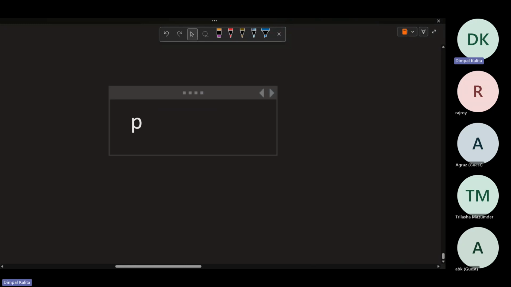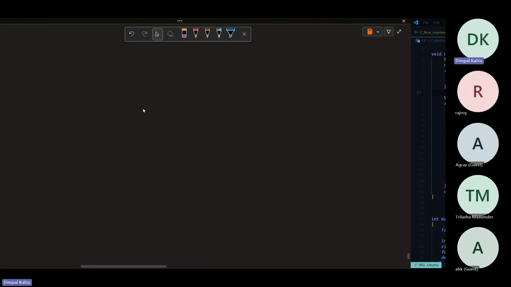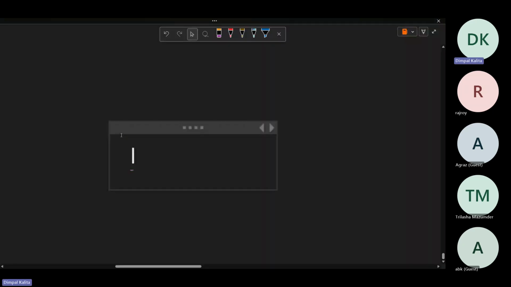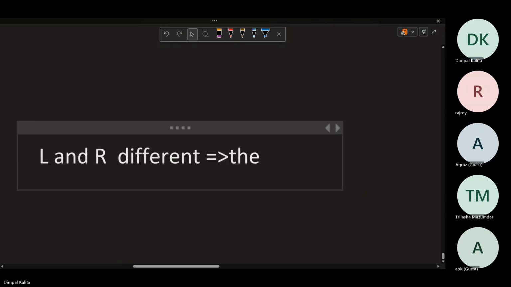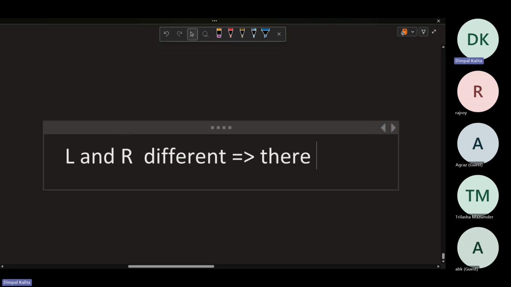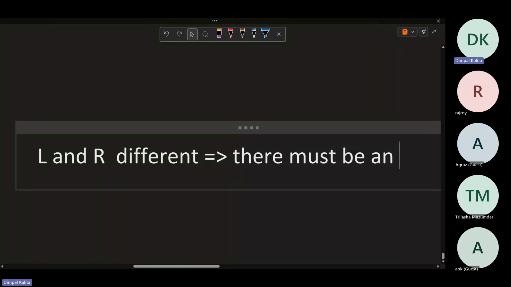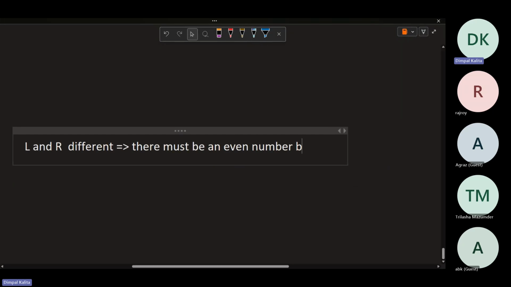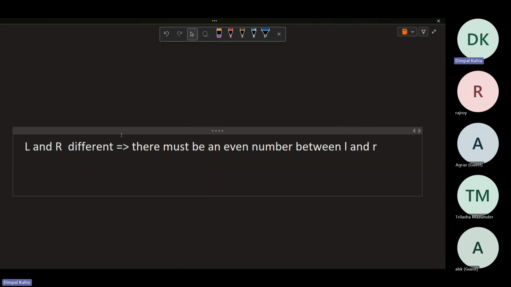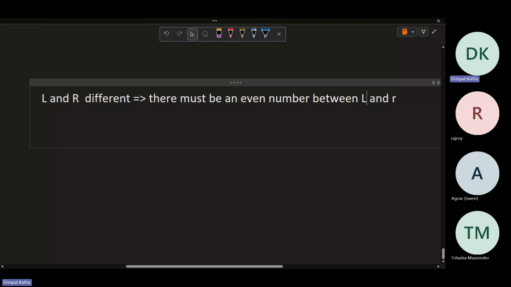Let us consider p is a divisor of x. The case is if L and R are different, there must be an even number between L and R. This is the first condition.